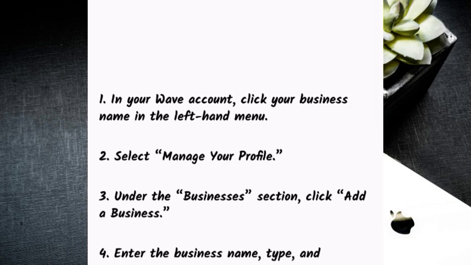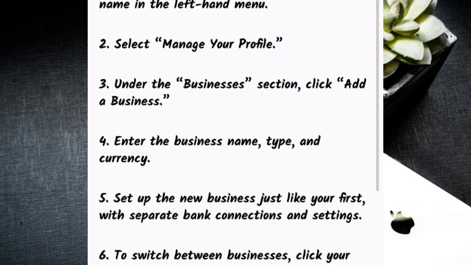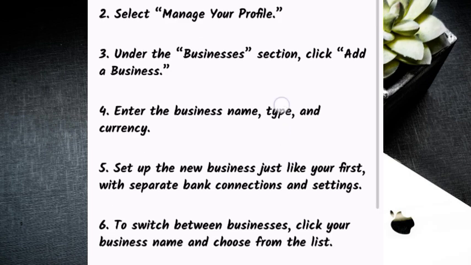Now in your Wave account, you're going to click your business name that's in the left hand menu, and then you're going to select manage your profile. Now under the business section, you're going to select add a business. Then you're going to enter the business name, business type, and currency. You can set up the new business just like your first, but with separate bank connections and settings.